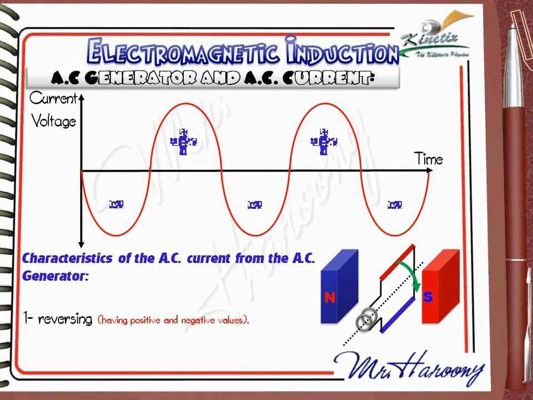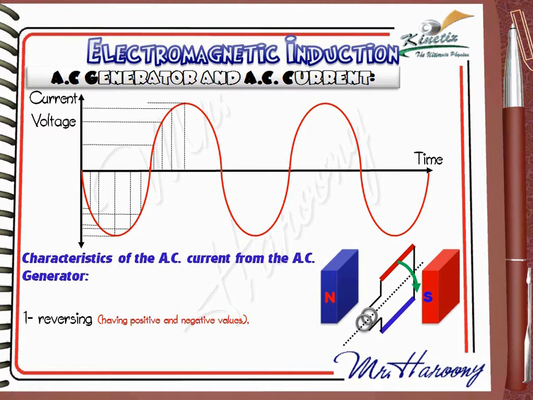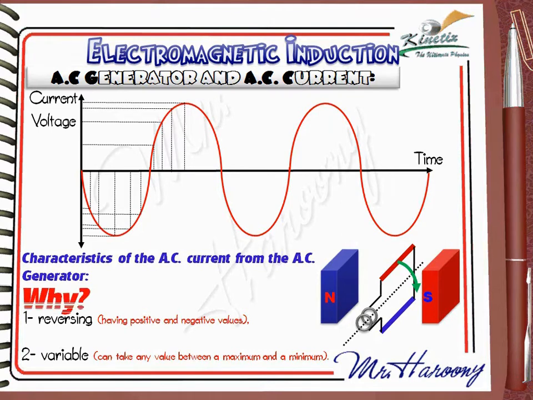Another obvious thing is that there are no specific values or strength of the current. It can take any value between a maximum and a minimum. So the second characteristic is that AC current is variable, in other words, it can take any value between a maximum and a minimum. The next part will be explaining why the AC current produced by the AC generator is reversing and why it is variable.